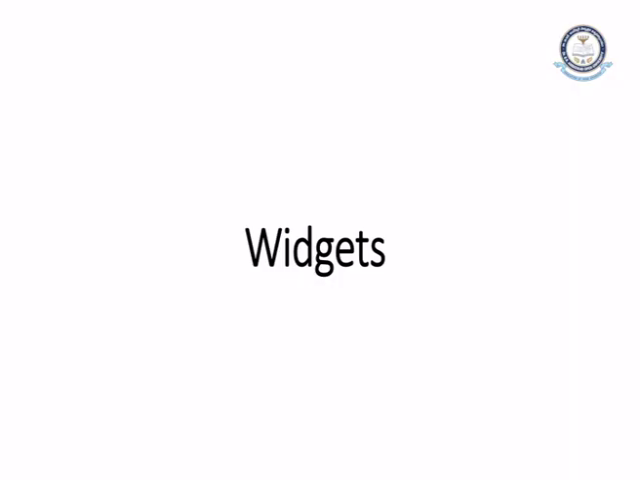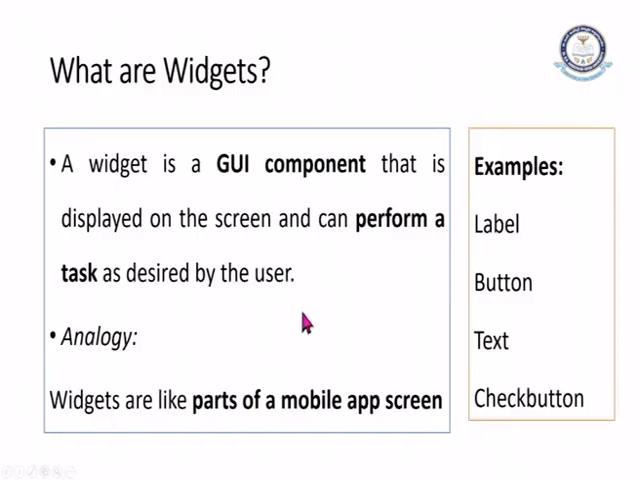Now, next important point is how to create widgets. What are widgets? What are the different types of widgets available in Python? Let us move one by one. Let me give a simple definition first. How can we understand the word widget? A widget is a GUI component that is displayed on the screen and can perform a task. Very simple. This is a graphical representation, just like a menu or button. Those are the GUI components. Technically those are called widgets.